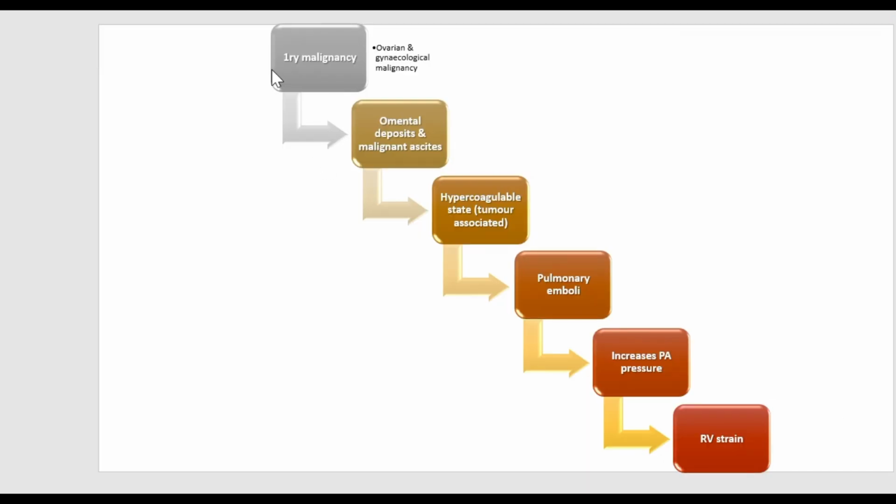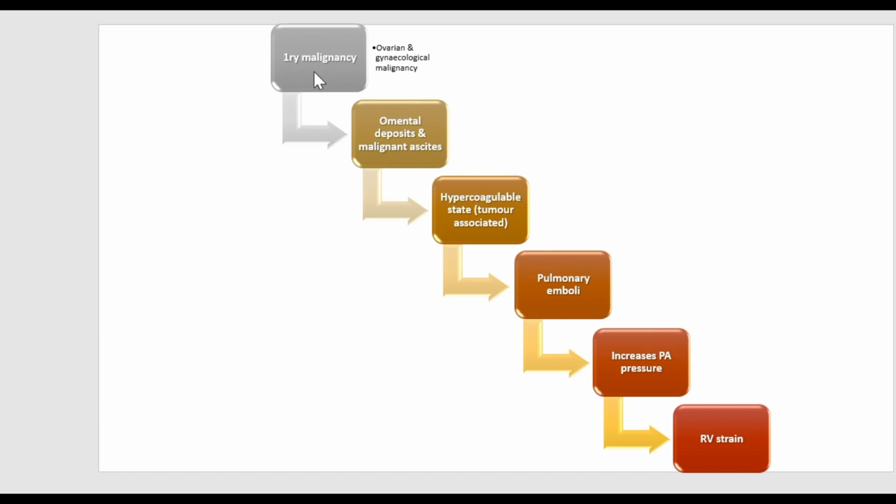So the most likely diagnosis here is that this patient has primary malignancy, which is most likely to be ovarian or gynecological malignancy. Why? Because these malignancies are most likely to show omental deposits and malignant ascites.